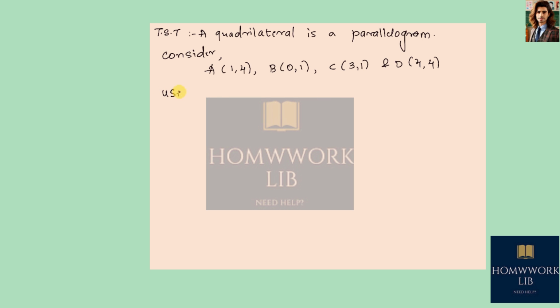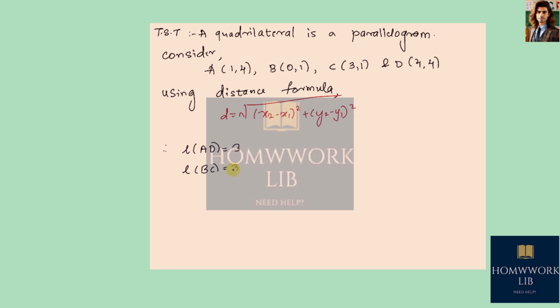Now, using the distance formula, we find the distance between the segments. D is equal to square root of x2 minus x1 the whole square plus y2 minus y1 the whole square. So therefore we get the length of AD as 3, and using the same formula, length of BC as 3.